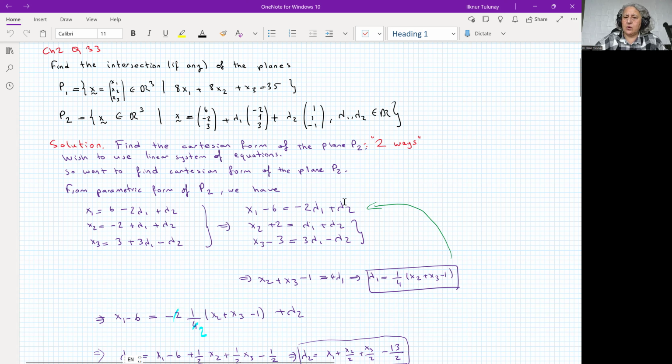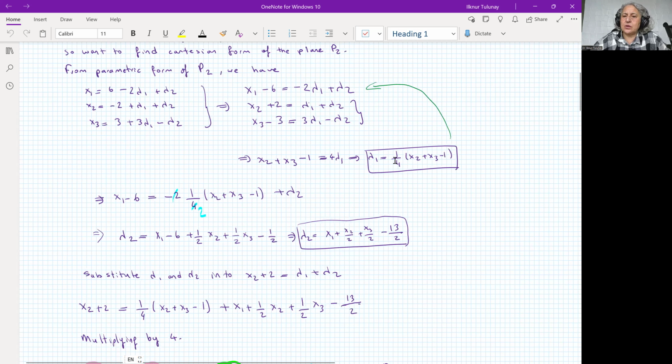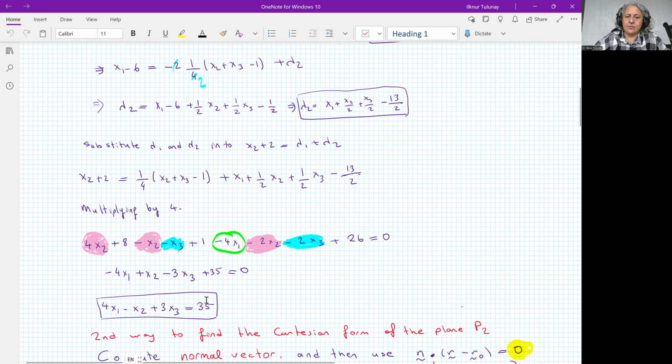Then you will have an expression for lambda 2. That way, you will have two expressions, for lambda 1 and lambda 2. Then you use any equation, put them back, and find an equation depending only on x1, x2, x3. That's what I'm doing here. When we substitute lambda 1 and lambda 2 into the second equation, for example, then tidy up because you have a 4 here multiplied by 4. Get the unknowns on one side and the constant term on the other side. Then you will have this equation. It is the Cartesian form for the plane P2.